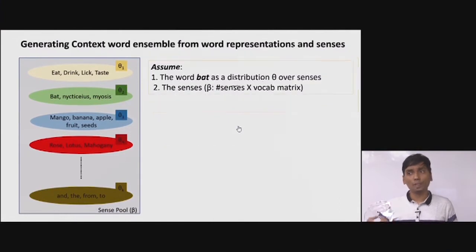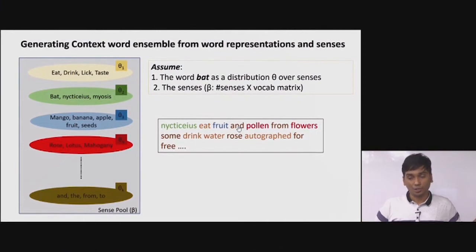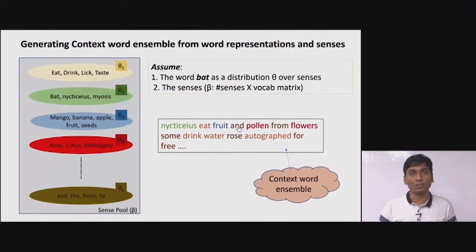But why am I even caring to go context by context? Why not join them together and form what is called a contextual ensemble? That is, a collection of all the words that occurred close to my word bat in the entire corpus. Now, why? Because if each context is a linear combination of the senses with the same coefficients theta I, then the collection of all of them will also contain the same theta I as the coefficients, right?